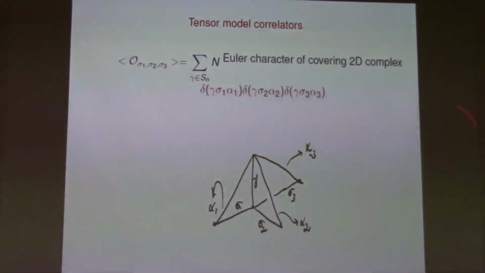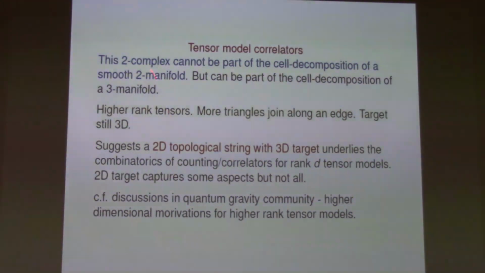So the point is that this is not a smooth 2-dimensional surface, but it can be a smooth 3-dimensional surface. And if you look at higher rank tensor models, you always get something like this. Multiple triangles joined here, which can be a smooth 3-manifold, but they cannot be a smooth 2-manifold. And you always get counting of coverings of these kinds of complexes with the right powers, suggestive of a sort of stringy interpretation. So these 2-complexes cannot be part of a smooth 2-manifold. It can be of a higher manifold.